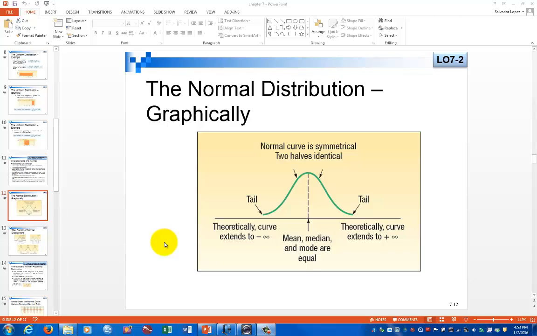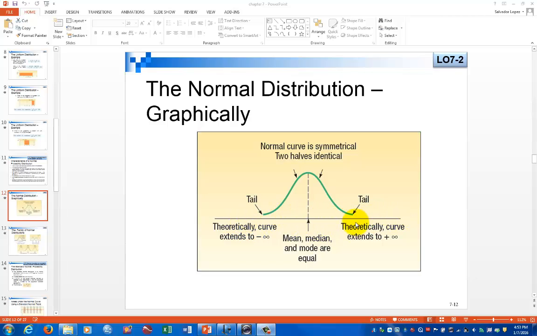In Chapter 7, Section 2, the normal distribution is introduced. The normal distribution is the most widely used type of distribution, and it has unlimited applications, as you will see later in the course. Characteristic of the normal distribution is that it has a bell shape.